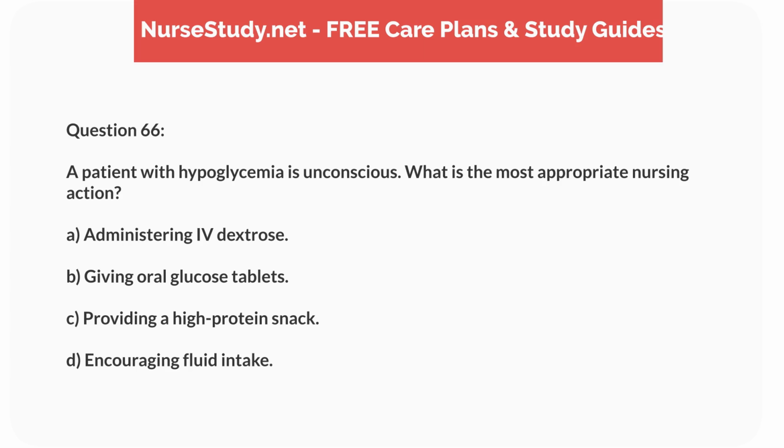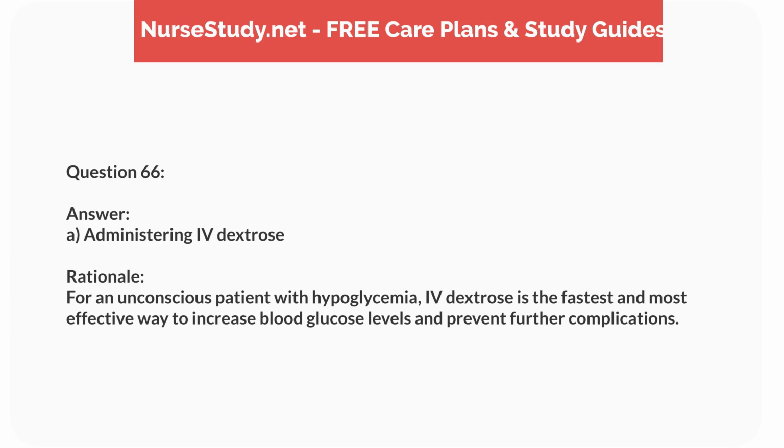Question 66. A patient with hypoglycemia is unconscious. What is the most appropriate nursing action? A. Administering IV dextrose. B. Giving oral glucose tablets. C. Providing a high-protein snack. D. Encouraging fluid intake. Answer: A. Administering IV dextrose. Rationale: for an unconscious patient with hypoglycemia, IV dextrose is the fastest and most effective way to increase blood glucose levels and prevent further complications.